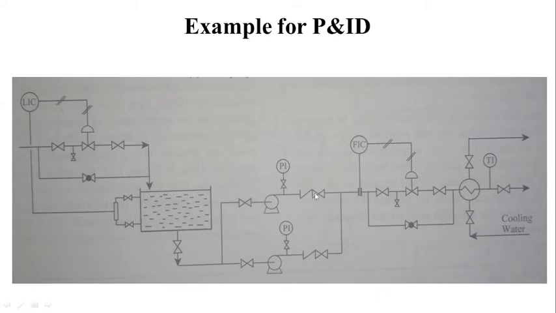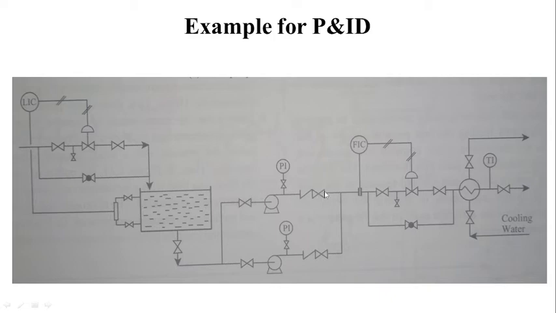Just after the pump, we can see one non-return valve. This is a non-return valve, or check valve. This is to prevent flow in the opposite direction. If the flow is in the opposite direction, it will damage the impeller. So an NRV is present at the discharge of the centrifugal pump.